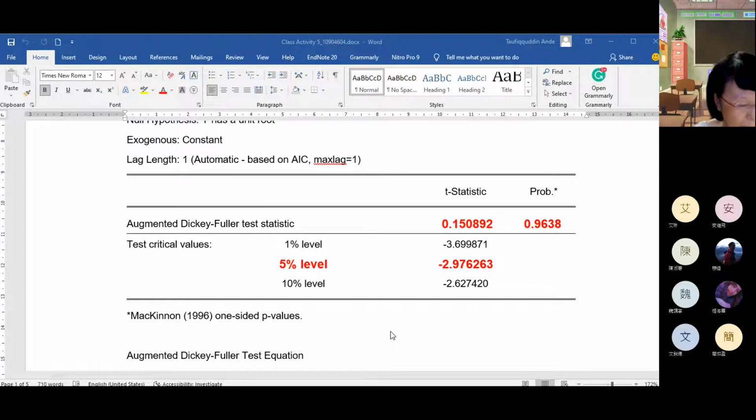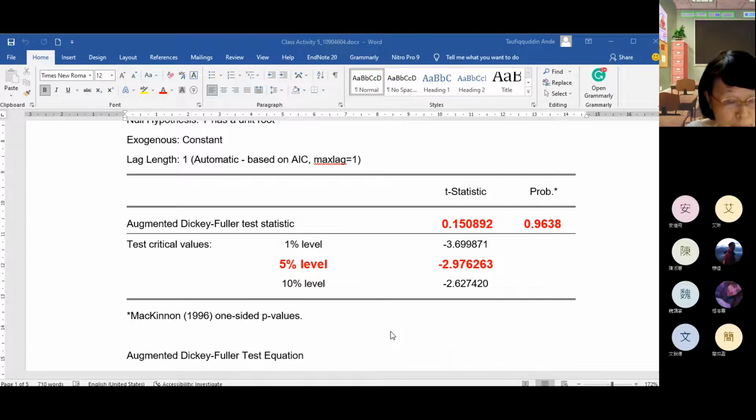Therefore, with the same sample size but a different version of the Dickey-Fuller test, the critical value will be different. Oh, I see. Do you understand what I'm saying? Yeah, understand. Okay.